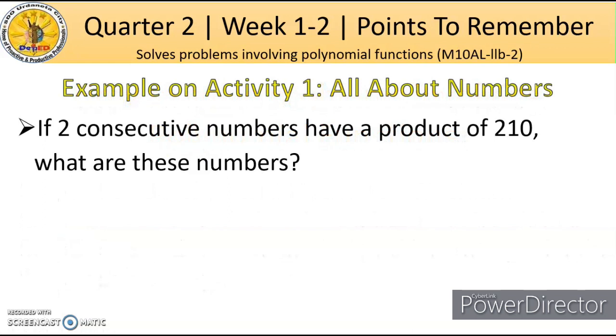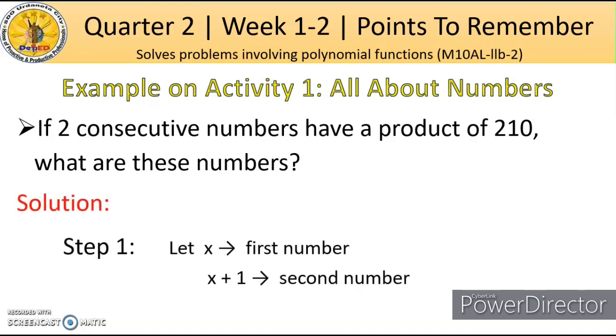Okay, we have an example on Activity 1, all about numbers. If two consecutive numbers have a product of 210, what are these numbers? So again, we will use the 4 steps in answering polynomial functions. So Step 1. Let x be the first number and x plus 1 be the second number because, as said from the above problem, they are consecutive numbers.